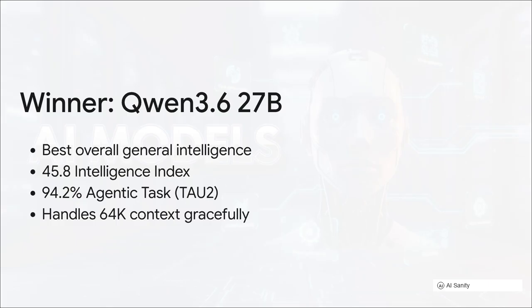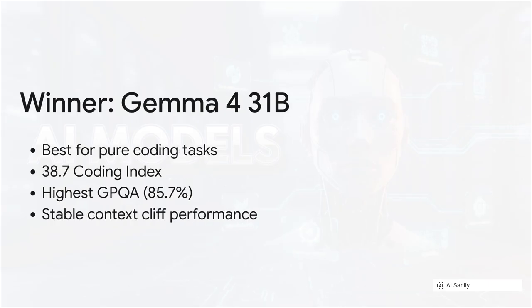It has a staggering 45.8 intelligence index and an incredible 94.2% agentic task completion rate on the Tau2 benchmark. Basically, it's the zero-shot agentic coding champion. It can architect and write complex, actually working code on the very first try. Plus, it gracefully handles a massive 64K context window while fitting perfectly onto a 24GB GPU. But what if you were doing purely technical work, like complex scientific reasoning or strictly pure code generation? Then Gemma 4 31B is your clear victor.